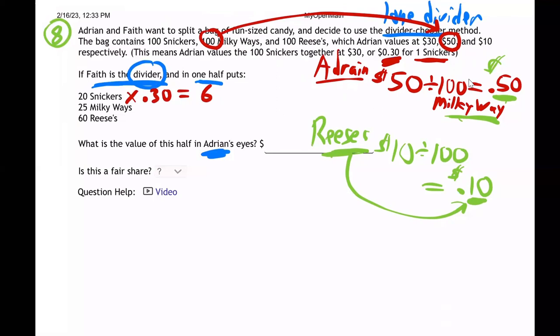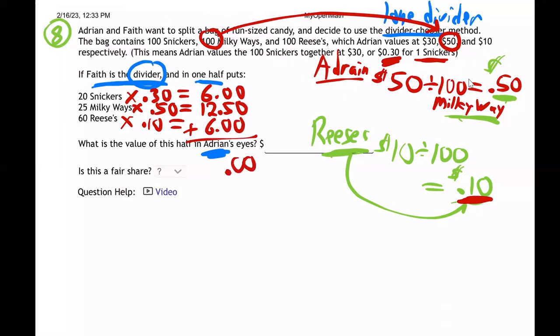So then I take that up here and I multiply it. How much does he think the Milky Ways are worth? 50 cents each. Multiply that, you're going to get $12.50. And the Reese's, what does he think they're worth? 10 cents each. Multiply that, you're going to get $6. Add those all up on your calculator and you get 24.50. Let me double check. Did I do that right?